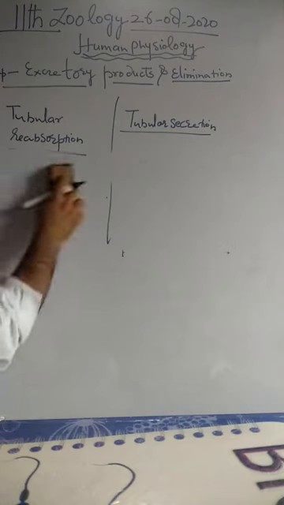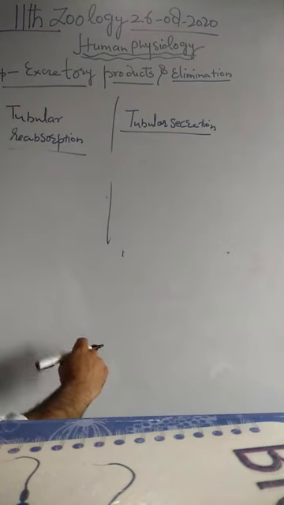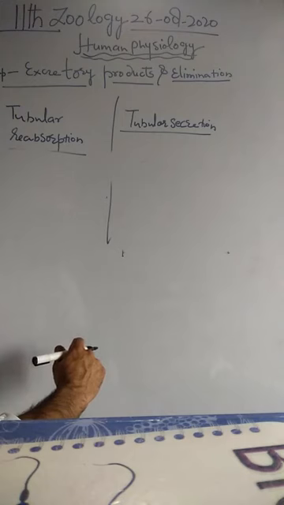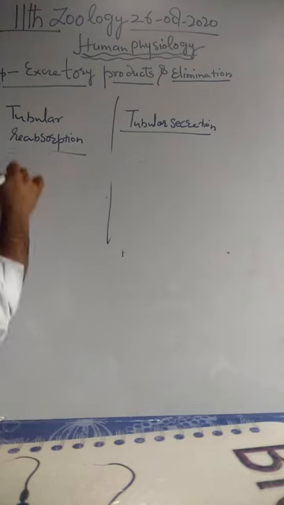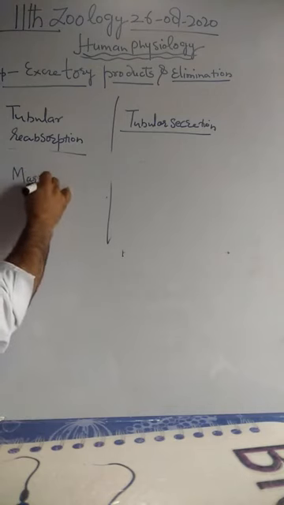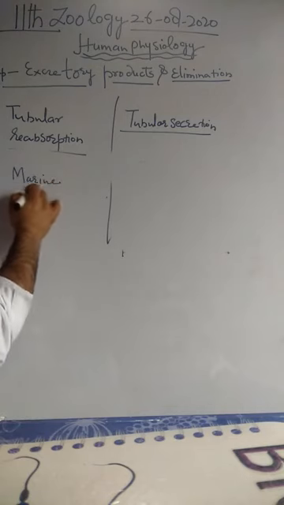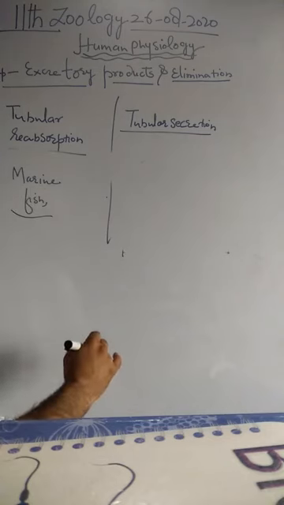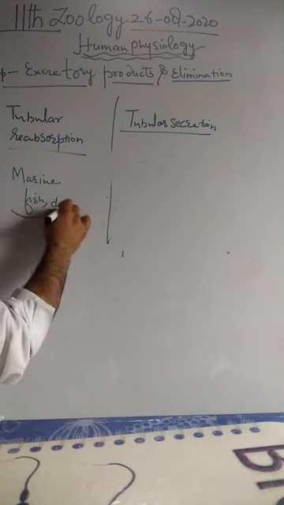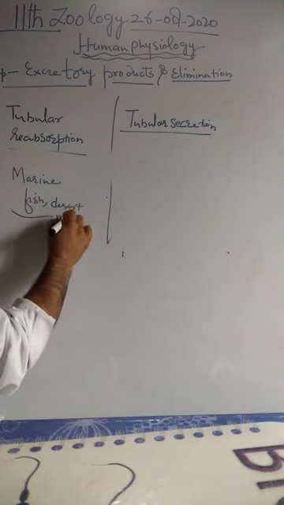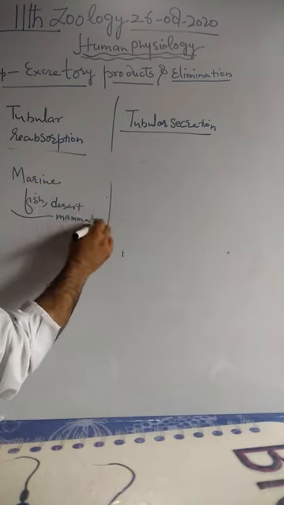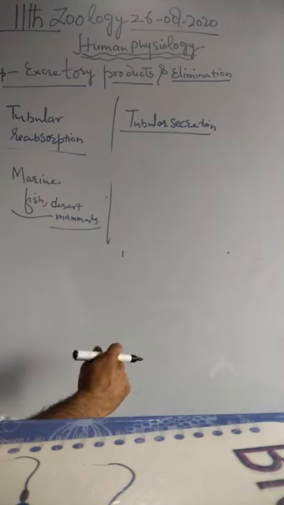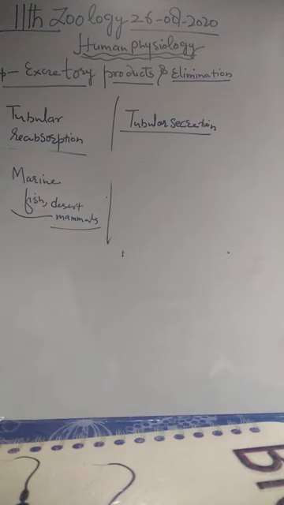One more point of difference: tubular reabsorption does not occur in animals that lack glomeruli, marine fish, and desert amphibians. This tubular reabsorption does not occur in marine fish, the fishes which live in salt water, seas and oceans, and the desert mammals. The mammals which are in the desert, the tubular reabsorption does not take place there.